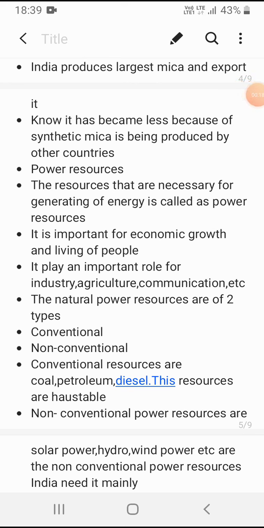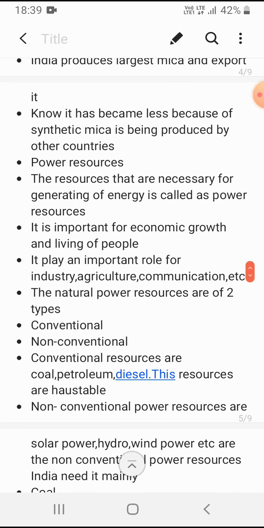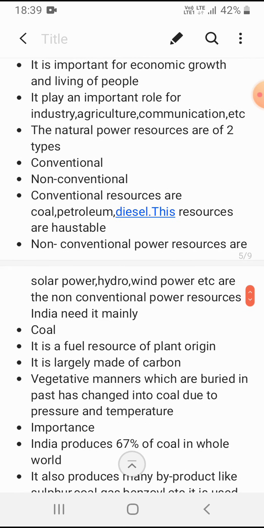As you know, power resources are important for economic growth and the living of people, and they are mainly used in industry, agriculture, communication, and other places. Natural power resources are of two types: conventional and non-conventional. Conventional resources are coal, petroleum, and diesel, which are stable. The non-conventional power resources are solar power, hydro, wind power, etc.